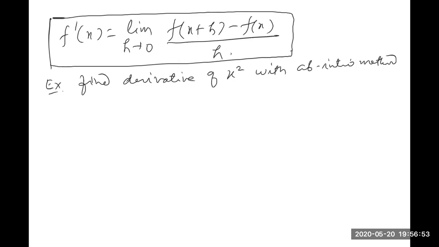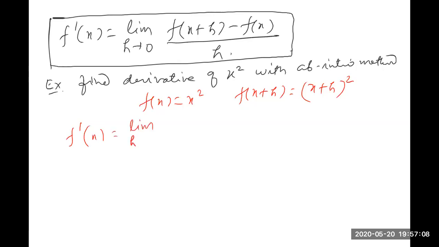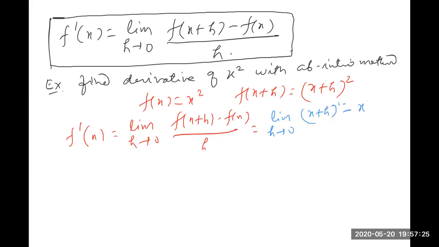So f(x), here what is f(x)? f(x) is equal to x square. So what will be f(x plus h)? Replace, this will be (x plus h) whole square. Put this value. So f dash x will be equal to limit h tends to 0, f(x plus h) minus f(x) upon h. Put the values: f(x plus h) is (x plus h) whole square, minus f(x), which is x square, upon h.